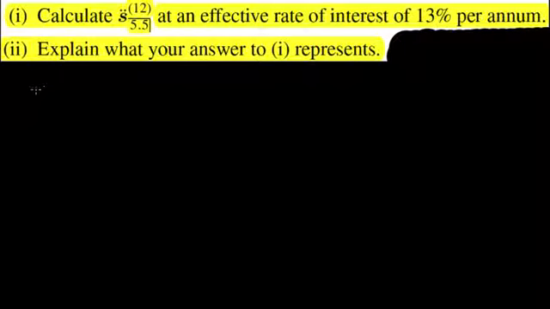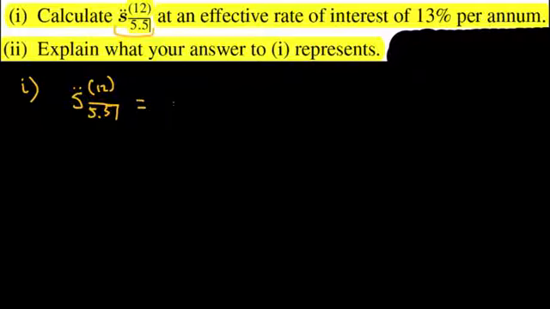So let's get into this question, and let's try and solve it. Part I is: calculate that whole thing at an effective rate of interest of 13% per annum. When I see a series due payable 12thly, and here n is 5.5, normally we see n as whole numbers.